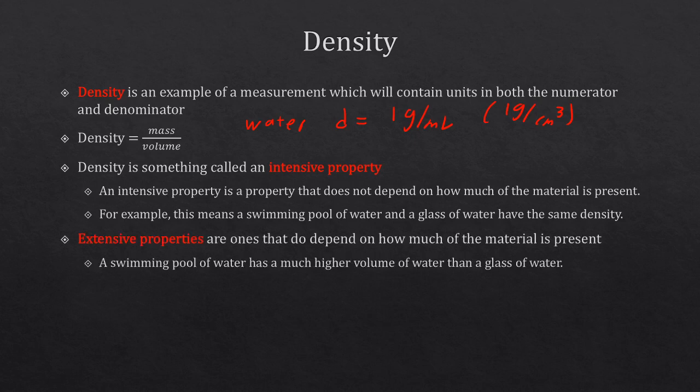Not all properties are like this though. So extensive properties are ones that do depend on how much of the material is present. So our swimming pool has a much higher volume than a glass of water, unless your glass is incredibly big and made for a giant, or you have a swimming pool made for a small mouse, maybe. But in general, swimming pools that humans use are much higher in volume than glasses of water that humans use.